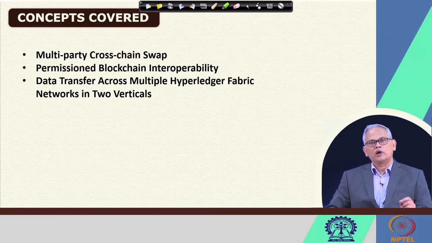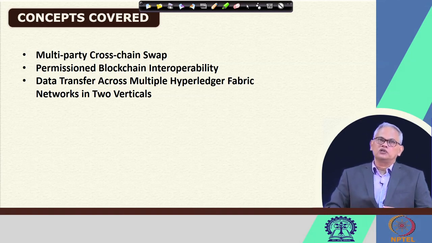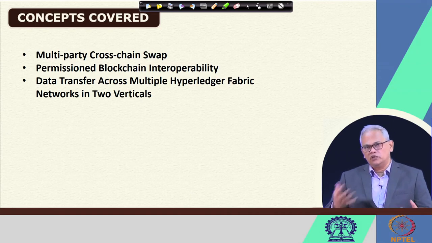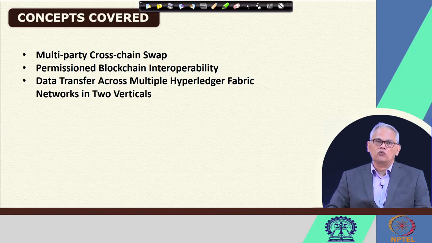And in the context of permissioned blockchain, we discussed it before in our first lecture on interoperability, where we mentioned that for permissioned blockchain, it is about data transfer across multiple such blockchains. Specifically, we will take a look at one very interesting research work, where they talk about such data transfer across multiple Hyperledger Fabric networks in two different business verticals, which we will see.